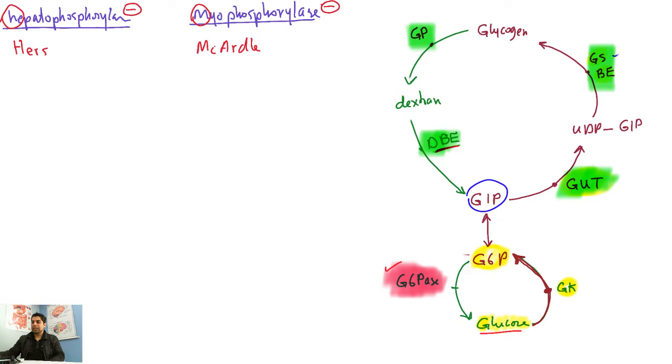Okay. Now, when you have one of these deficiencies, let's start with hepatophosphorylase first. I just want to contrast them, okay? If you have hepatophosphorylase deficiency, is this a problem in glycogen breakdown or glycogen synthesis? Breakdown. And why would you want to break down glycogen? To restore blood glucose level. If you can't do that, what happens to blood glucose level? So you'll have hypoglycemia. Good? You will have hypoglycemia.